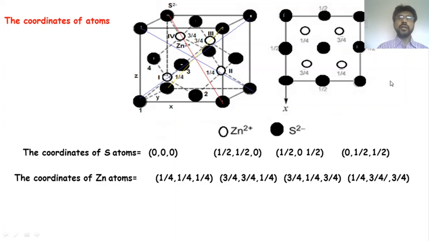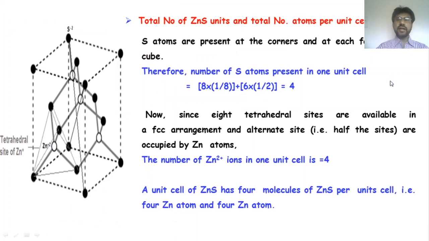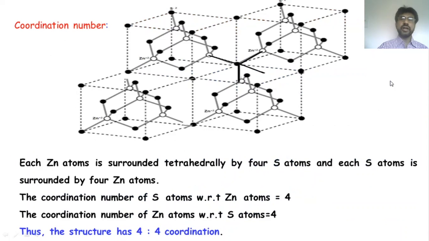And the total number of atoms present in the unit cell: there are 4 zinc atoms and 4 S atoms present in the unit cell. So it forms the ZnS unit, and so 4 ZnS units are present in the unit cell. So remember how to determine the coordination number of Zn and S in the structure of zinc blende.